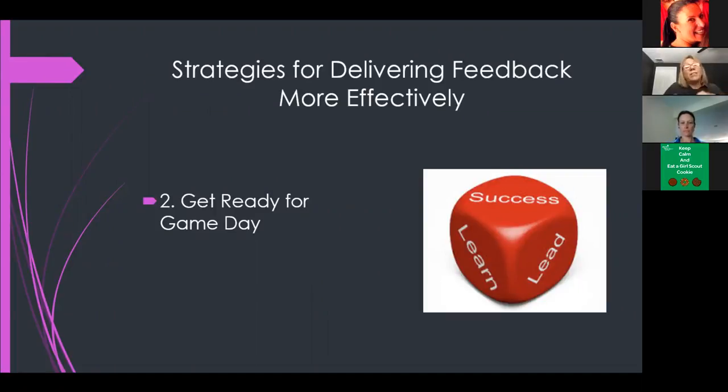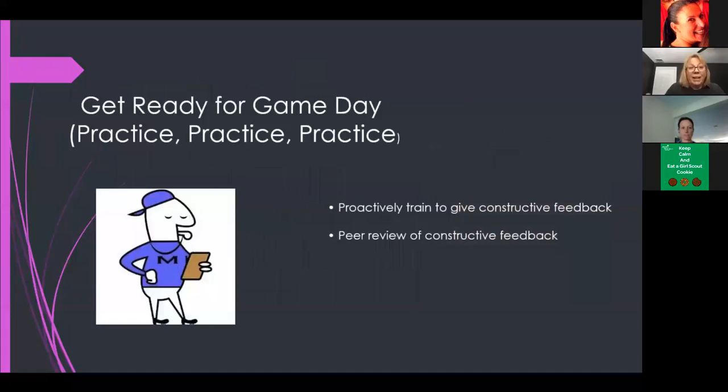The second one is get ready for your game day. And so practice, practice, practice. We really have to practice giving constructive feedback. And if we're not sure about constructive feedback, maybe have a colleague look at it and say, what do you think about this example of giving somebody feedback?